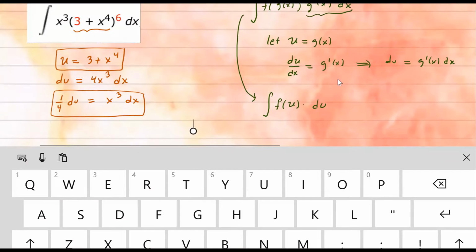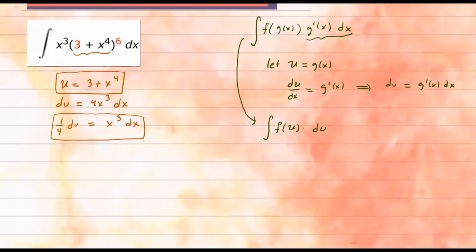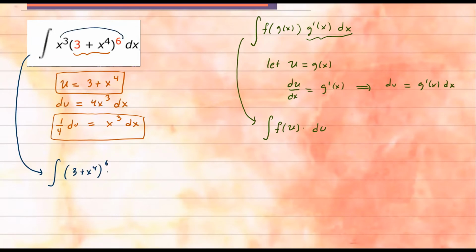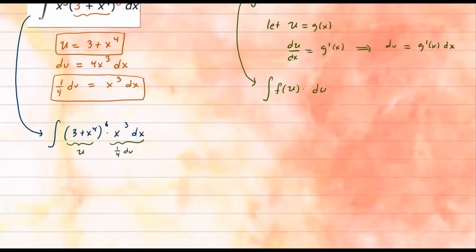Now, this is our first example here. So I'm going to rewrite the integral a little bit nicer. Suppose you have the integral of 3 plus x to the 4th, to the 6th power. And I'm just going to push x cubed right here. Since it's multiplication, I can move terms around. This is x to the 3 dx. Now you should clearly see that this is your u, and this is your 1/4 du.